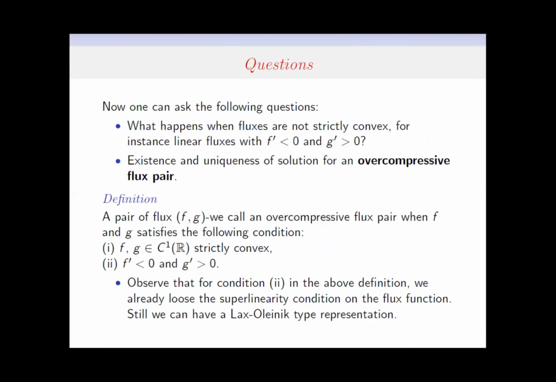Okay, so now one can ask the following questions. What happens when fluxes are not strictly convex? For instance, fluxes with f'(0) less than 0 and g'(0) greater than 0. And what are the existence and uniqueness for an overcompressive flux pair? By overcompressive flux pair, we mean that f and g are C1 strictly convex, f' is less than 0 and g' is bigger than 0, and f and g are non-linear.